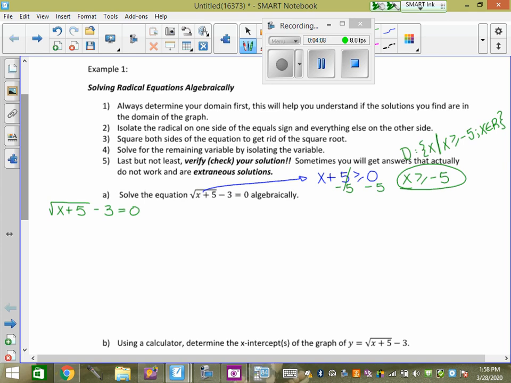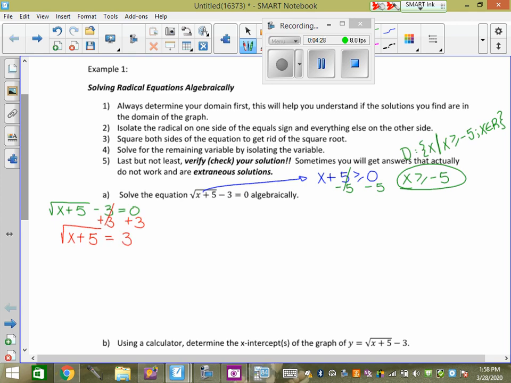So we always rewrite our question first, okay? Now, I want to isolate, get the square root, the radical, by itself. So I need to get rid of this minus 3. So I'm going to add 3 to both sides. And I'm going to get square root x plus 5 equals 3. Okay, radical on one side, number on the other.